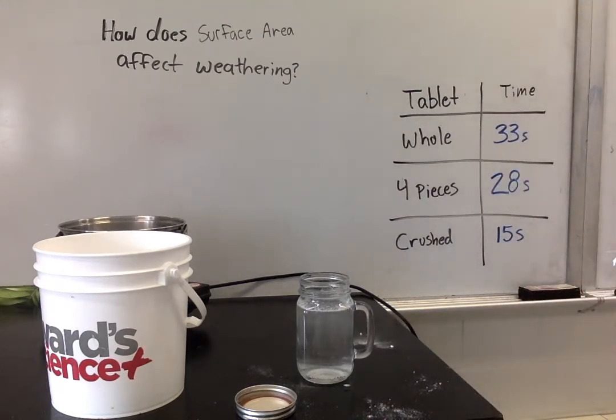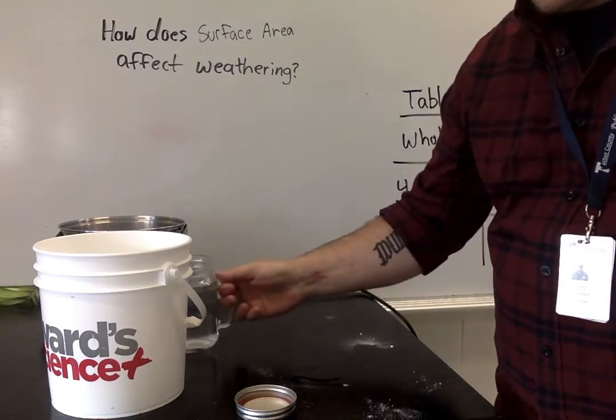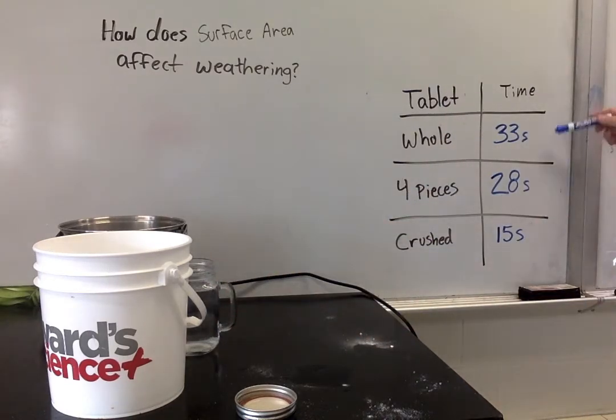All right. So now that we have our time over here, we see that as we start to expose more surface area, and by doing that here in our experiment, we just broke the tablet apart. So as we expose more surface area, we can tell that our rock, our tablet, weathers much more quickly.